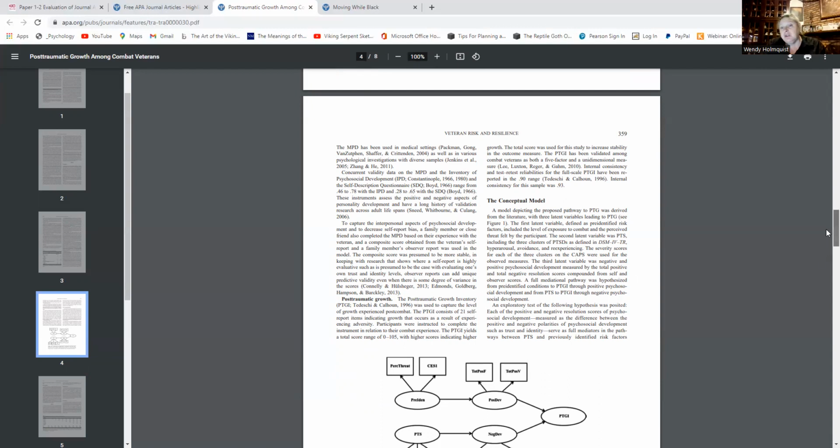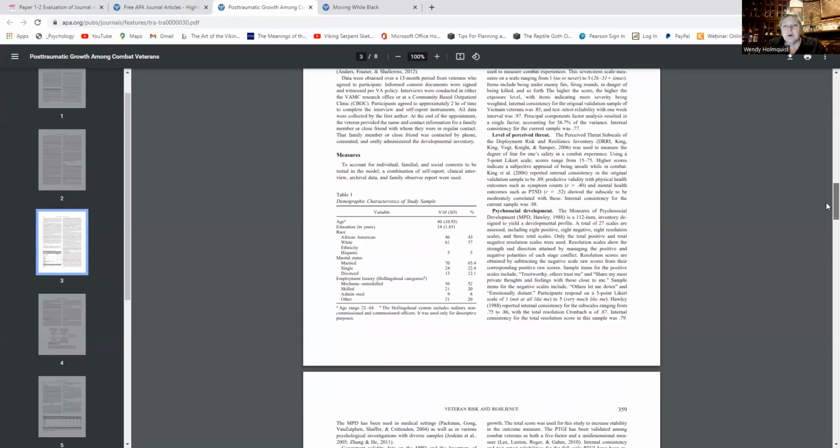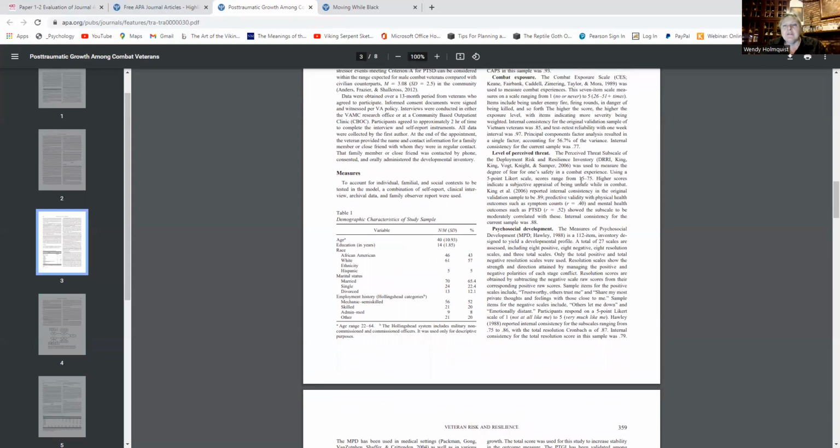This one might be a little complicated. You could still use this one, but it's a little more complicated. Level of threat, it's telling you what level of perceived threat is. Combat exposure, this is their definition of combat exposure. Psychosocial development, this is going to detail what their definition of that is.